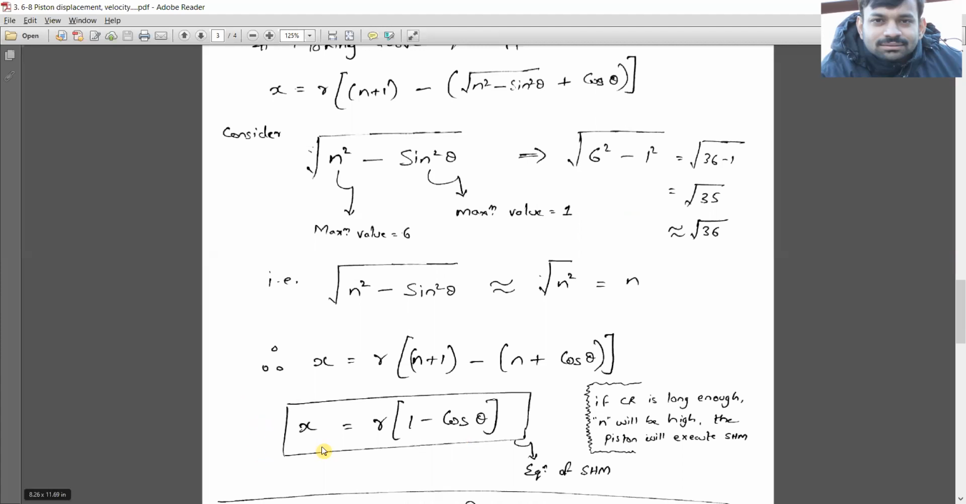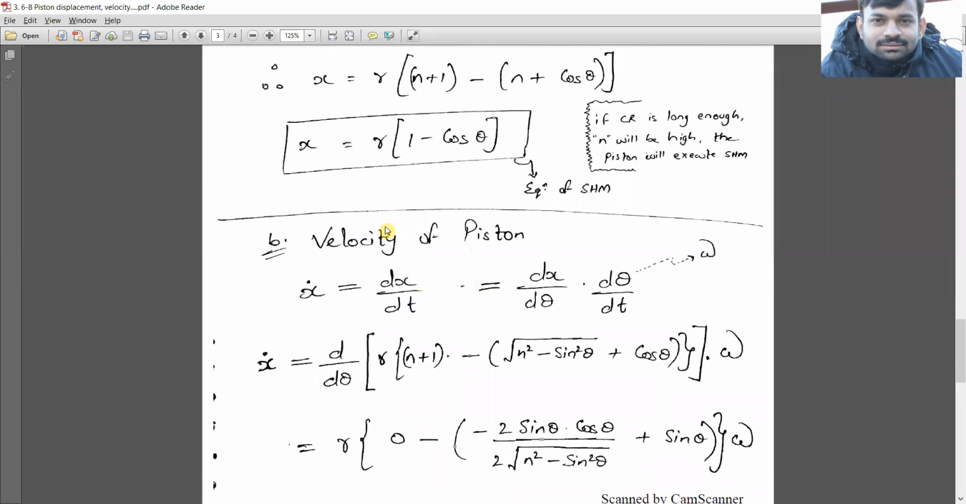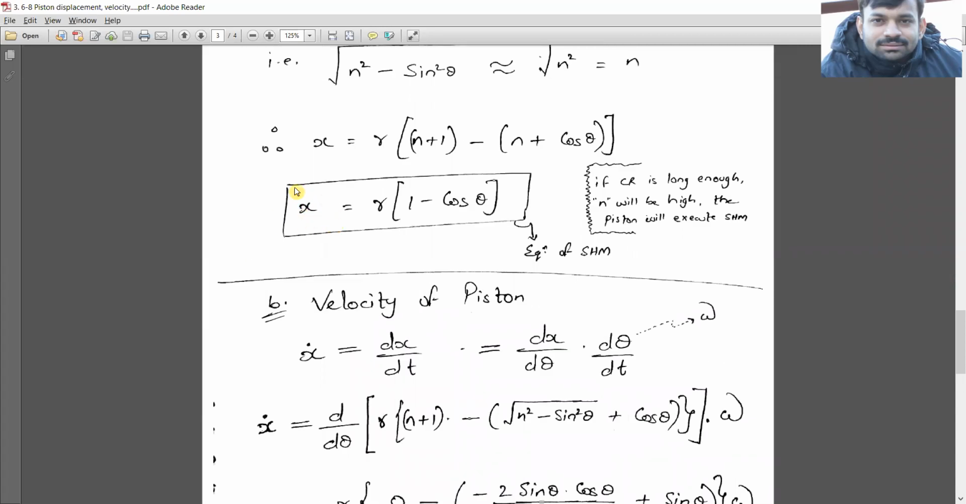So displacement, we already found. Now next step would be to find the velocity, and further step would be to find the acceleration of piston. So we already know that velocity of piston, if we are using symbol x for representing the displacement, then velocity can be represented by x dash. Okay, and what is this x dash? It is nothing but dx by dt, that is differentiation of displacement with respect to time.